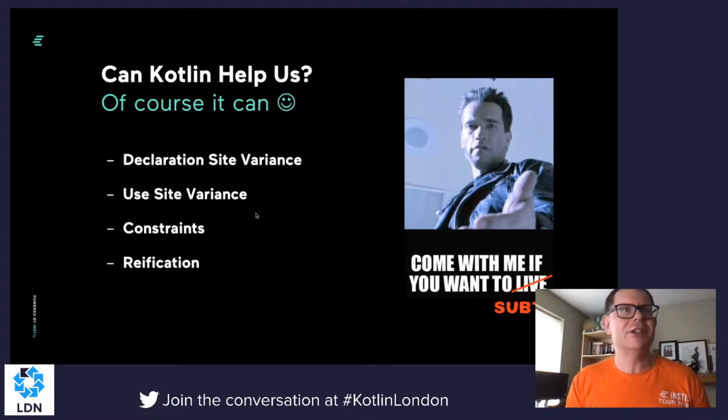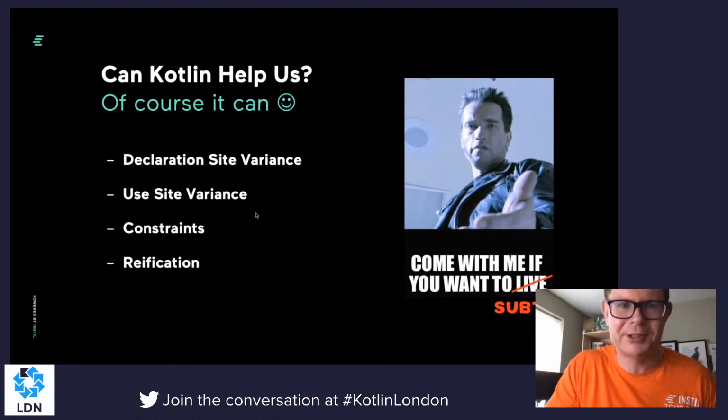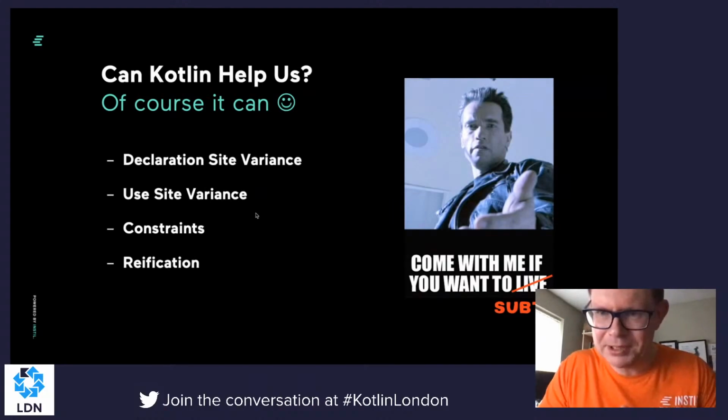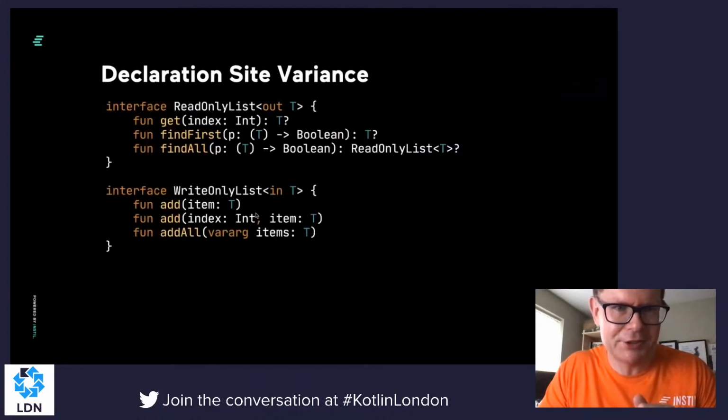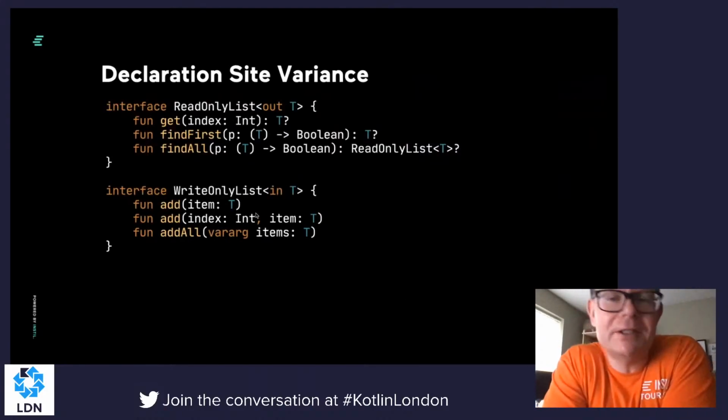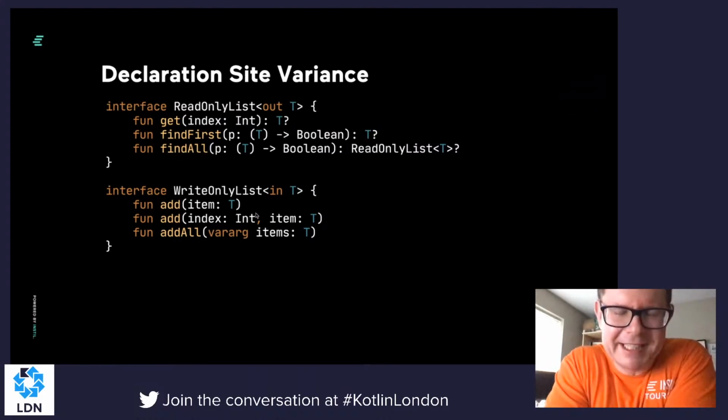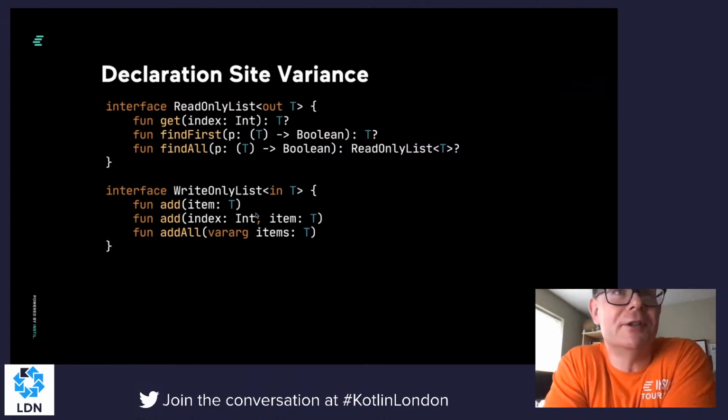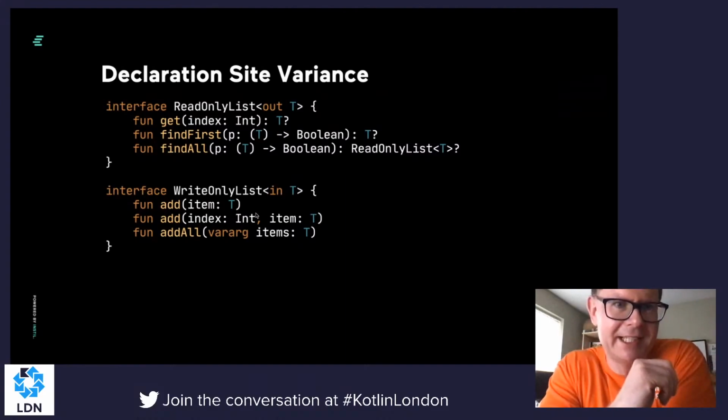So can Kotlin help us? Of course it can, otherwise there wouldn't be any point to this talk. So it can help us in 4 ways, and let's just run through them quickly. The first of all is that we get rid of these hideous bounded wildcards. They're gone, okay? So what do we have instead? Well, we have declaration site variance.